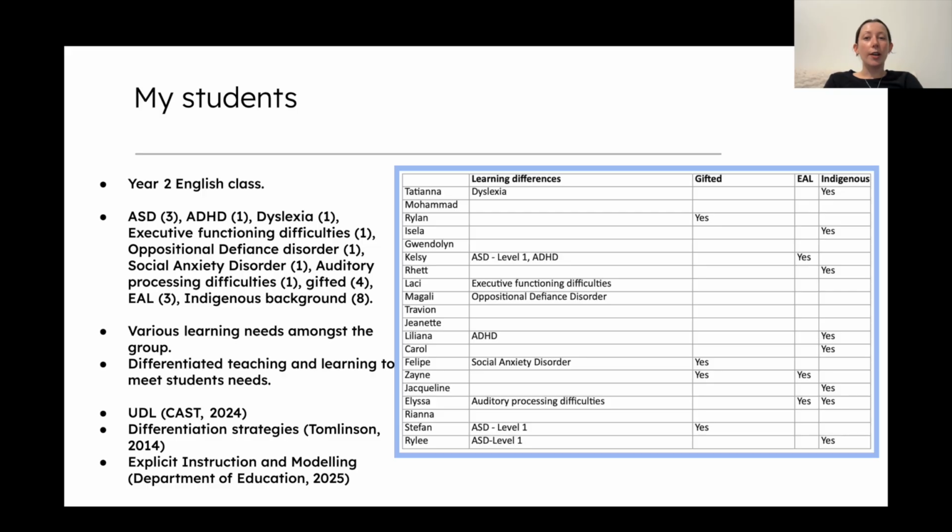I will be teaching a grade 2 English class focusing on narrative texts. This classroom has various learning needs which you can see on the different learning profiles illustrated. So it is important to cater for all students. As I go through the teaching plan, it is important that I draw upon the UDL principles from CAST, differentiation strategies by Tomlinson, and explicit instruction and modelling from the Department of Education to support my teaching strategies.